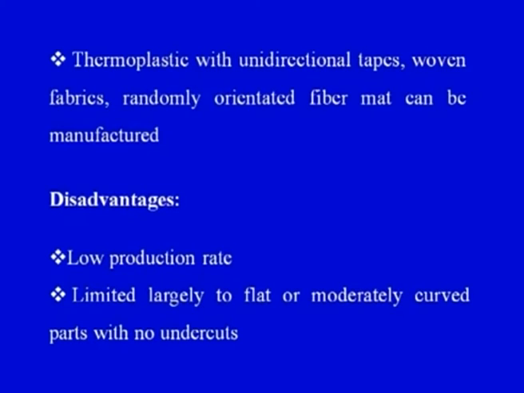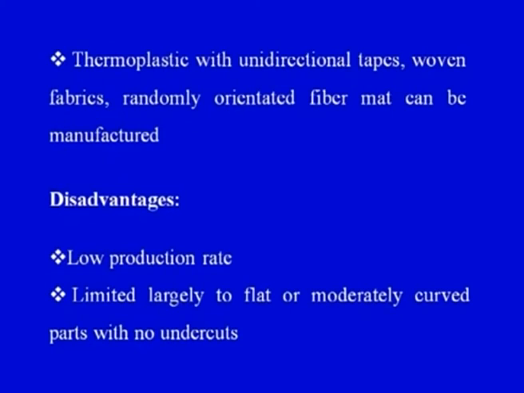Now one of the advantages which is left: thermoplastic with unidirectional tapes or woven fibers, randomly oriented fiber mat can also be manufactured. This compression molding process, in which within the mold we have the fibrous reinforcement, we would be covering in another module focused on processing of polymer matrix composites. But yes, certainly reinforced plastics can also be made by the compression molding process.